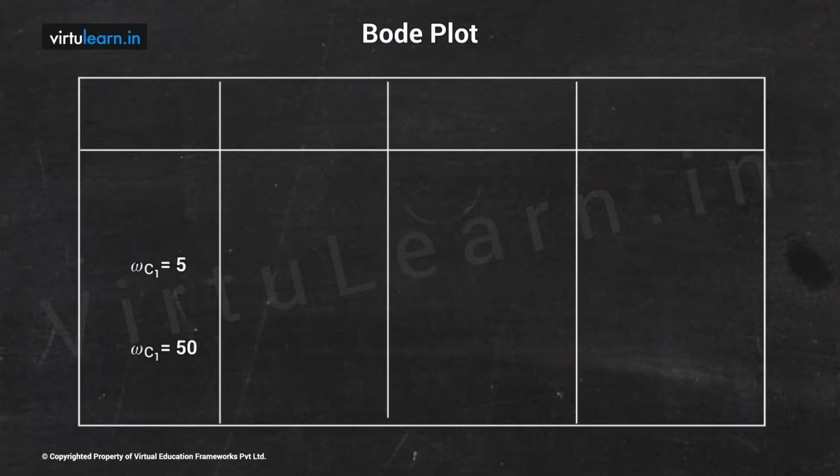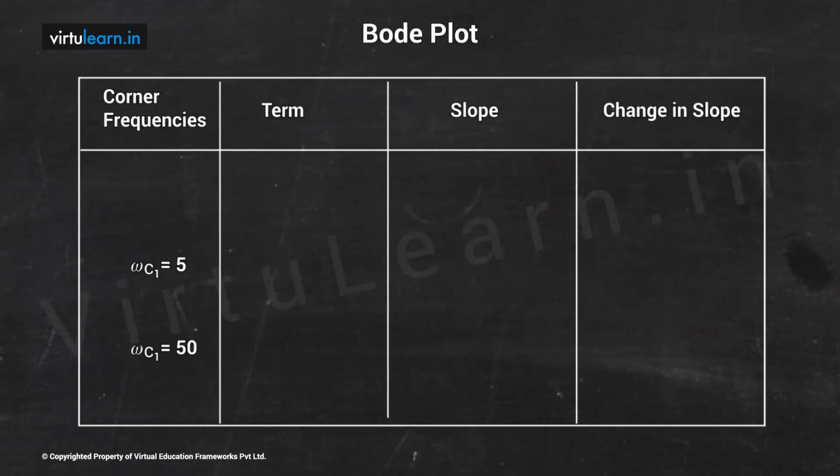In this table I have corner frequencies and the corresponding terms, the slope of each term, and the change in slope. If you look at the transfer function, we have s square in the numerator, therefore that is the first term, in the form of K into s power n. K is 1, therefore s power n, here n is equal to 2. So s square is the first term, I can write as (j omega) whole square. What is the corresponding slope? There are two zeros at the origin, therefore it is plus 40 dB per decade. Then the change in slope is also plus 40 dB per decade, that is S naught, the initial slope of the magnitude plot.